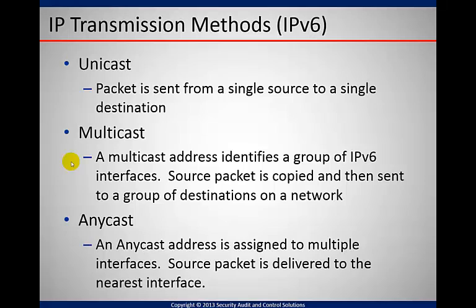We've got a multicast address. A multicast address identifies a group of IP version 6 interfaces. The source packet is copied and then sent to a group of destinations on the network. Anycast. An anycast address is assigned to multiple interfaces. The source packet is delivered to the nearest interface.